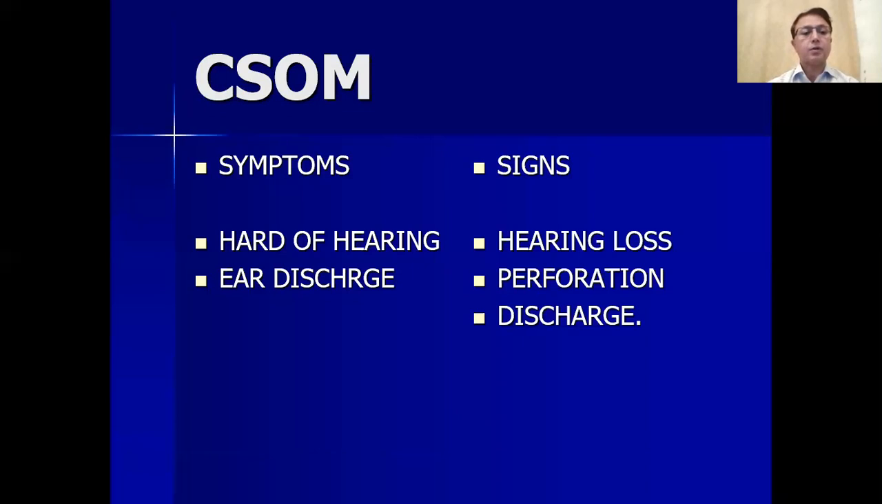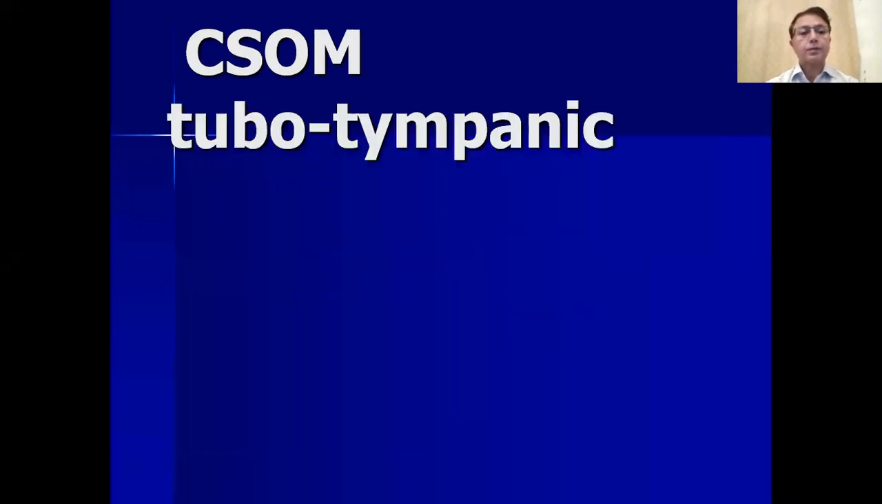The symptoms are there is no pain, there is hard of hearing, and ear discharge. Sometimes the ear discharge is foul smelling. Signs, mostly the two: hearing loss and ear discharge. Perforation is almost always there. Chronic suppurative otitis media has two types, the simple one being tubotympanic. Here the source of infection is in the nose or throat. If we clear the infection in the nose and throat, rhinitis, sinusitis, chronic allergies, chronic recurrent tonsillitis, then the infection in the middle ear is usually immediately gone.